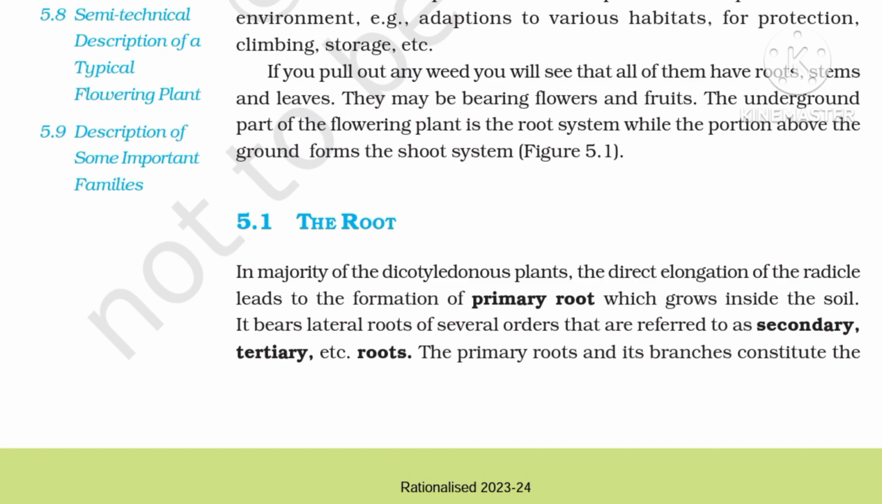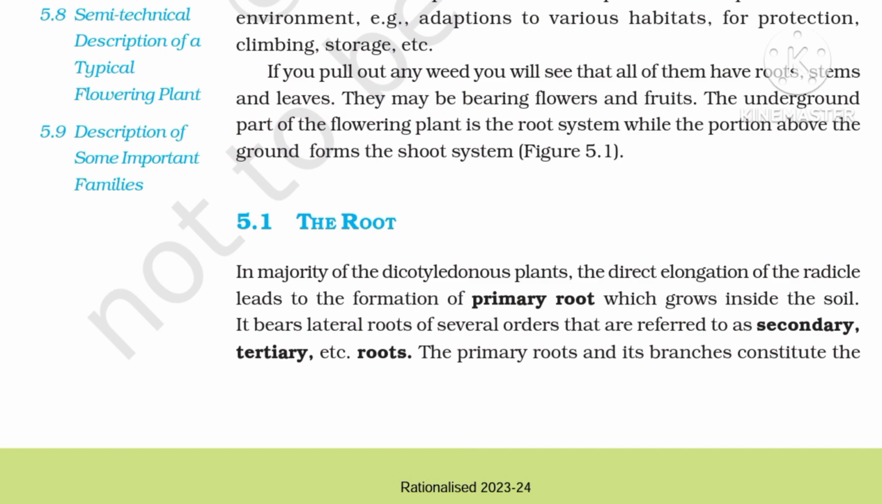If you pull out any weed, you will see that all of them have root, stems, and leaves. They may be bearing flowers and fruits. The underground part of a flowering plant is the root system, while the portion above the ground forms the shoot system.